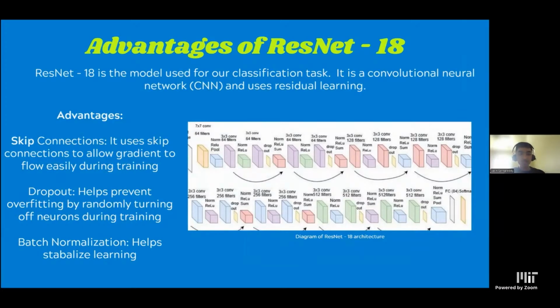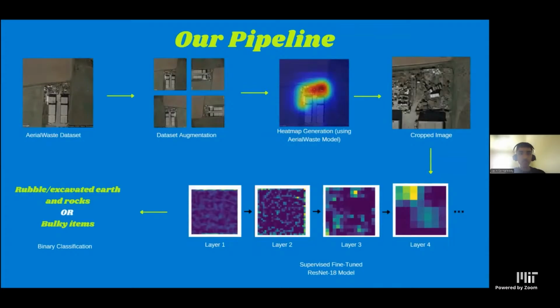So this is a visualization of our pipeline. First, we take an image from the dataset, and then we rotate it and reflect it. And then from there, we generate the heat map. And then we take the K bounding boxes with the highest heat map values, and we return those as cropped images. And then the bottom 4 images are visualizations of the ResNet 18 model at different layers.